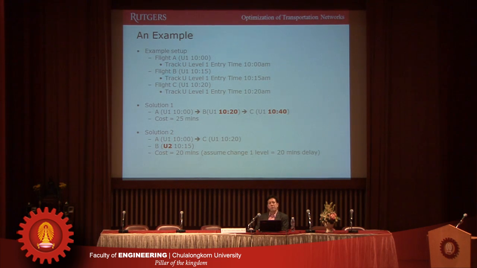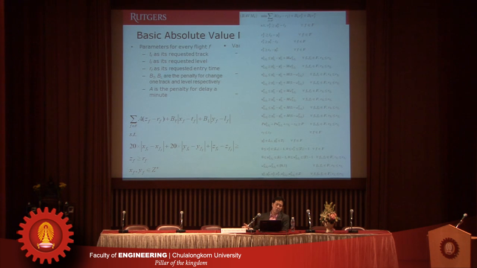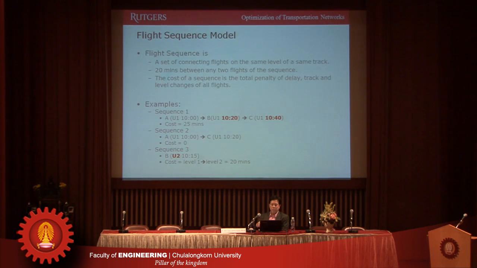Basically, we have a sequence of flights for a particular track, for a particular route, and then we have a sequence of flights, how we're going to assign them. Because of the time, I can skip some of this. But one can model this problem using absolute value, how much you're going to deviate from what you request, and you're going to be penalized. But then if you want to linearize the problem, you're going to end up with a huge linear program you cannot really solve. So you're going to have a big problem.